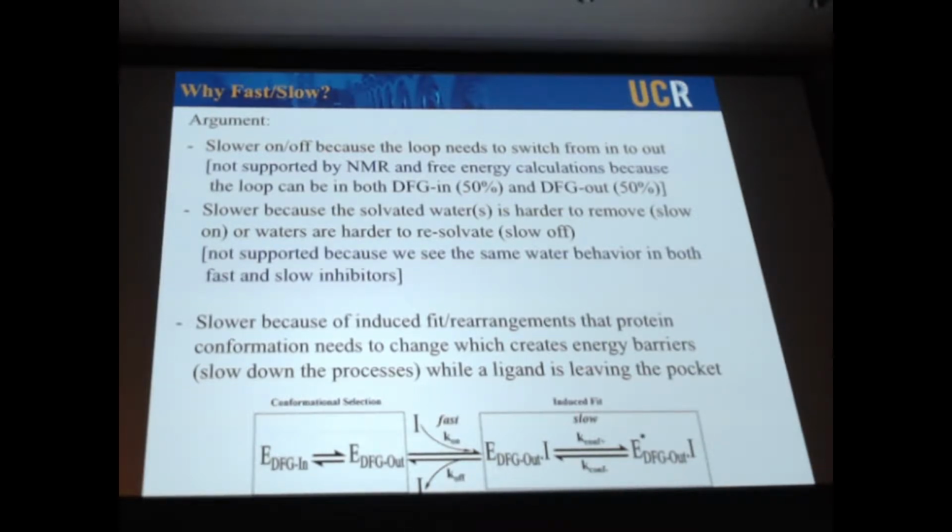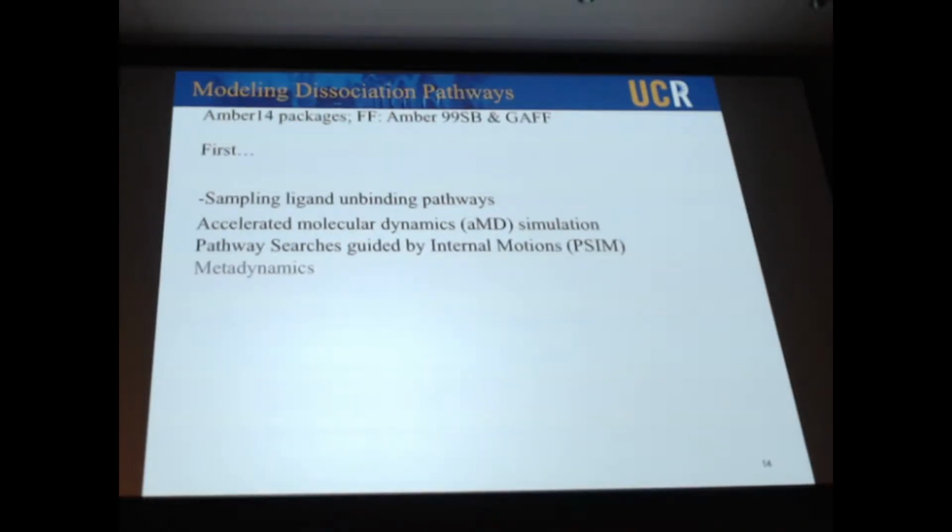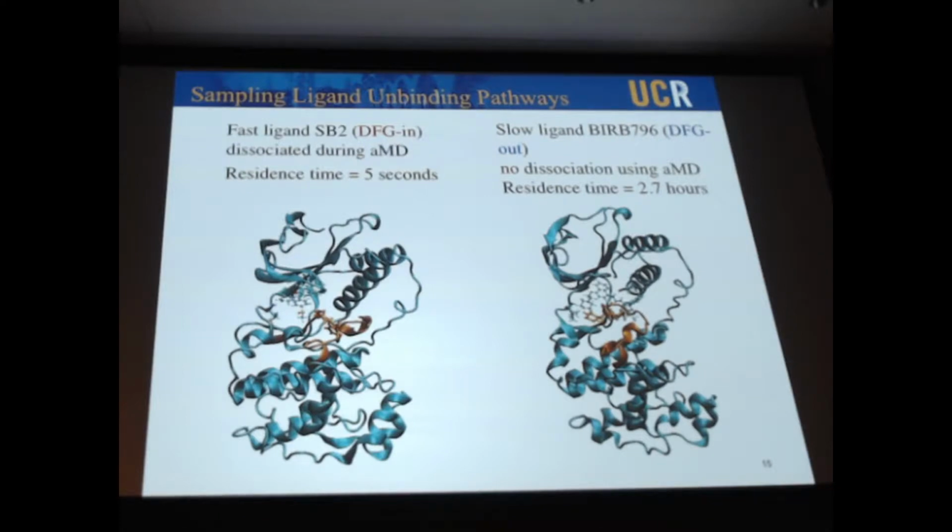And how could we prove it? Actually, we show that. Okay. So the first step, what we want to do is just sample the unbinding path, so you can sample the binding path. So how to do this? We tried accelerated MD, and this shows it works. And we also tried metadynamics, and it works for only the fast binder. So this is the one that binds to the DFG-in conformation, and the residence time from experiment is roughly 5 seconds.